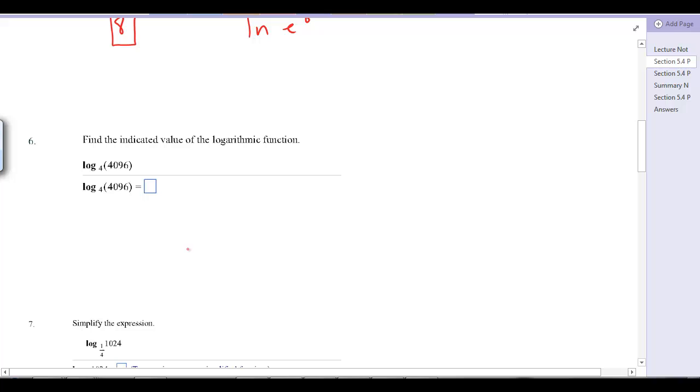All right, this is the change of base formula again. So that's going to be log of 4096 divided by log of 4. When you do that in the calculator, you should get 6.